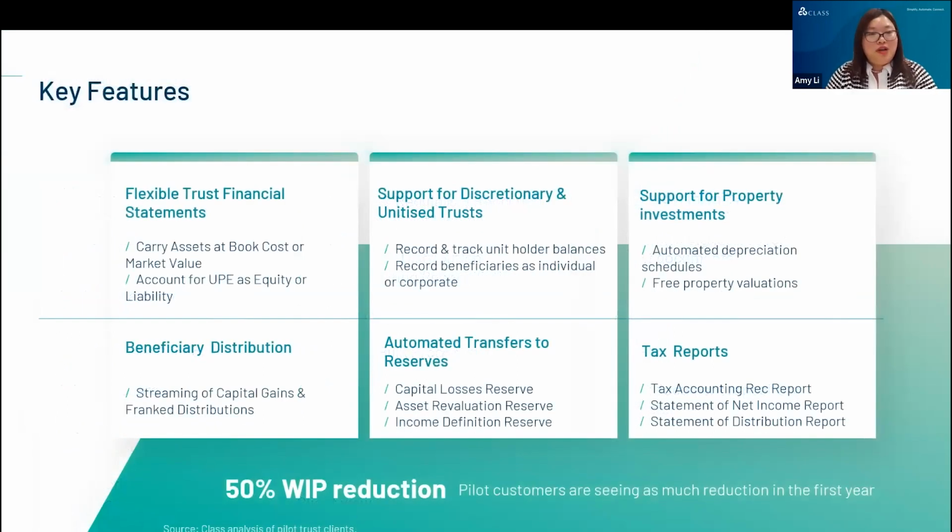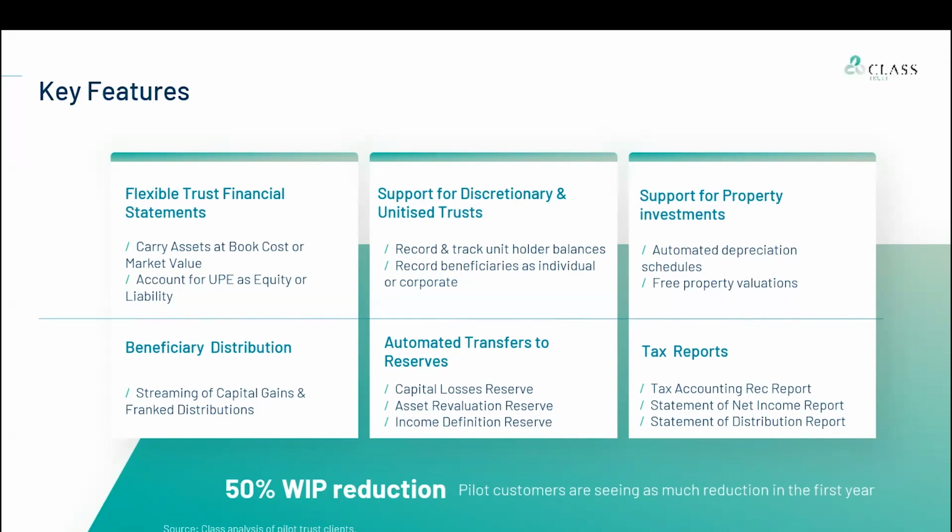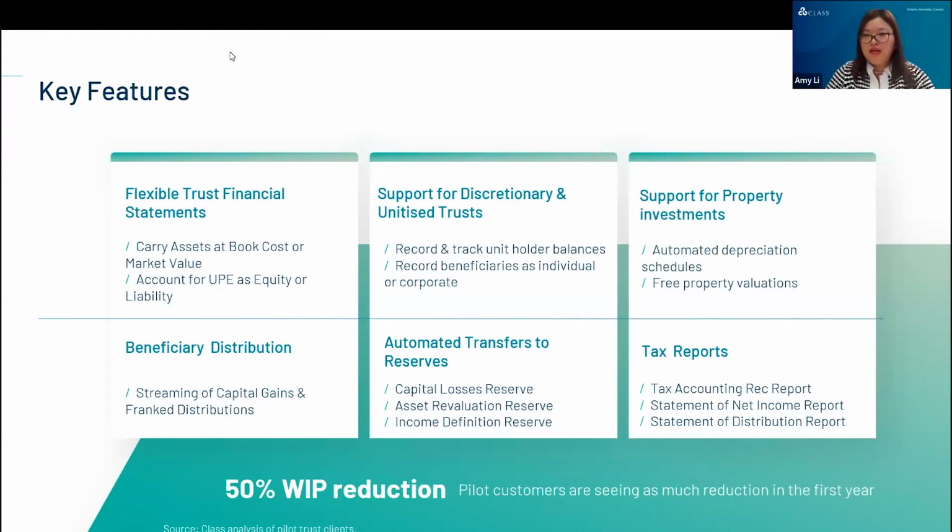Let's have a look at some of the key features of Class Trust. With the trust financials, you can elect to carry the asset at book cost or market value. You can also select how you want to account for the unpaid present entitlements and have this show on the balance sheet as either equity or liability.